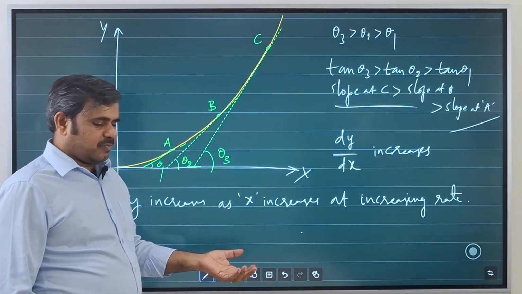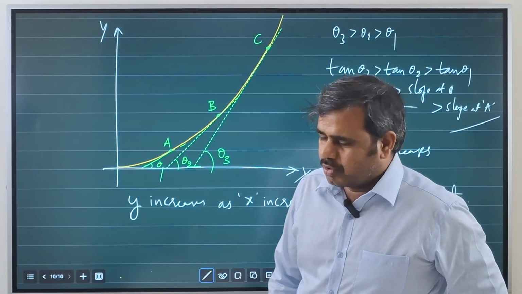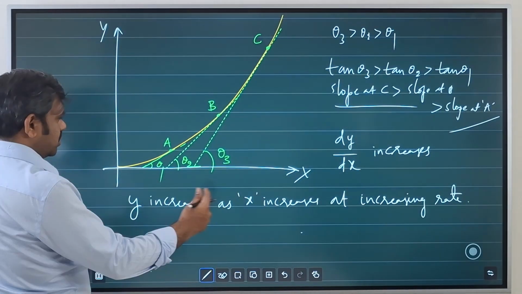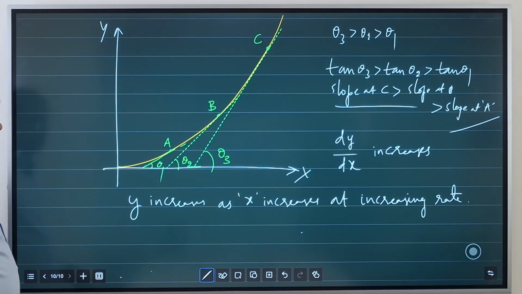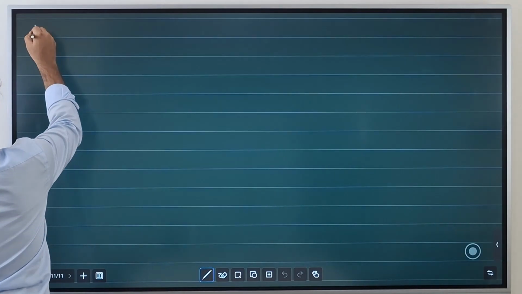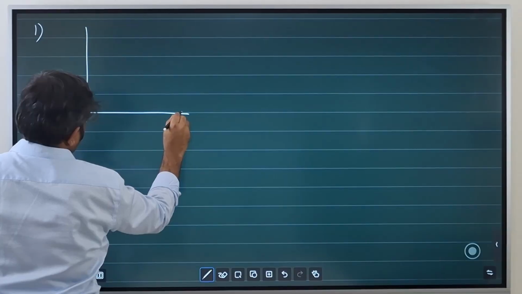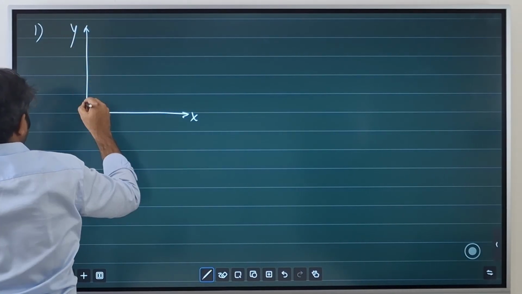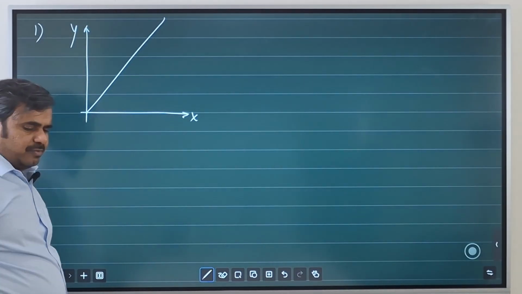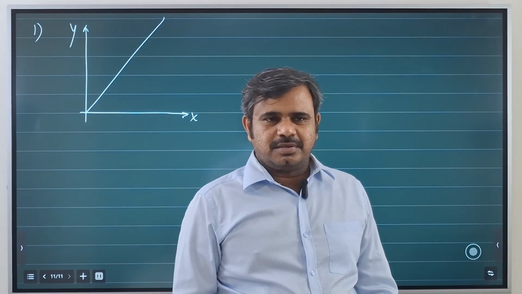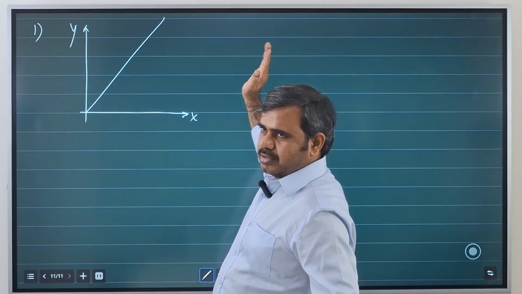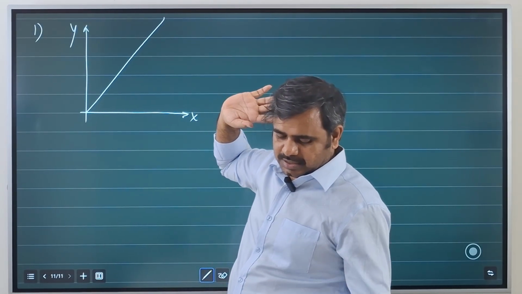Let's look at different shapes of the graph and try to understand what is happening as x is increasing. Now we have understood what slope means. Let's understand different shapes of the graphs. Look at this graph. This graph is a straight line. In the straight line graph, as x increases, y increases. The value of x increases, the value of y also increases.